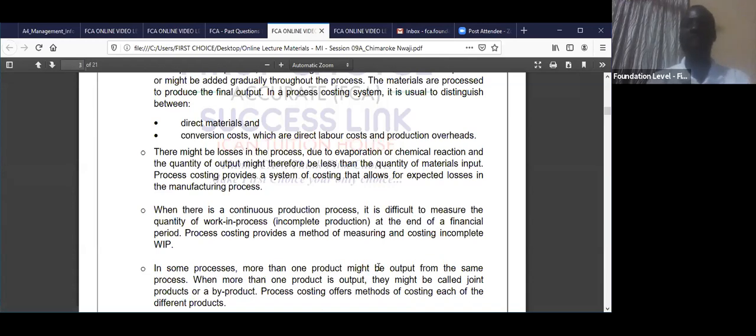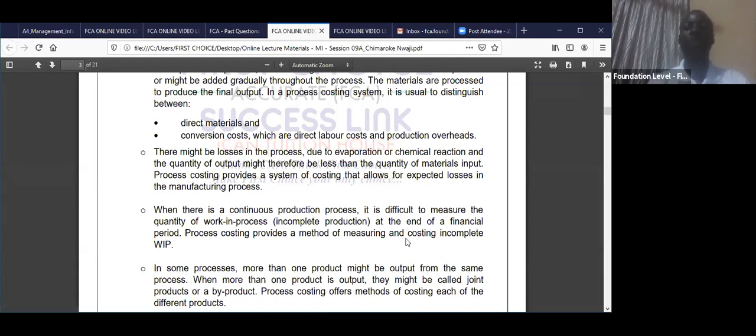Another one is gas. When you are doing gas, you experience loss in process. Okay, we'll be looking at them. Process costing provides a system of costing that allows for these expected losses.